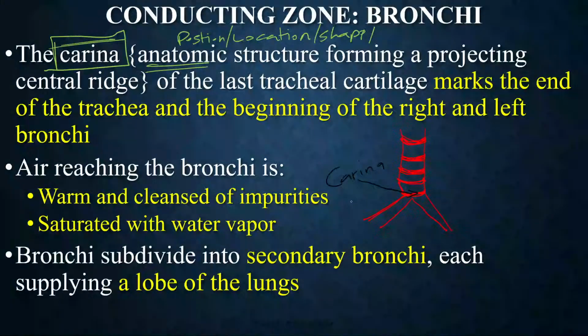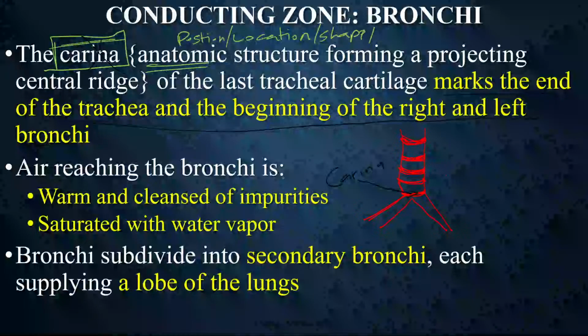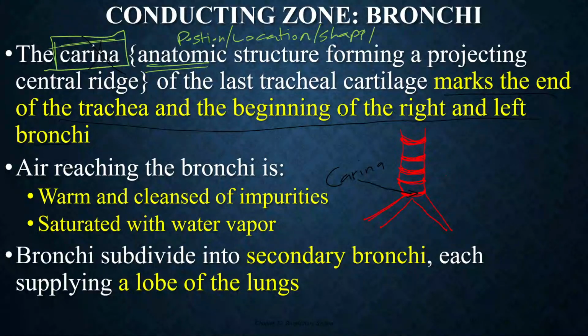Or the carina. So that is the carina. It marks the end of the trachea and the beginning of the right bronchi. Not really that important, but it's good to know it. So the air reaching the bronchi is warm. After going through all that process, it should be number one.